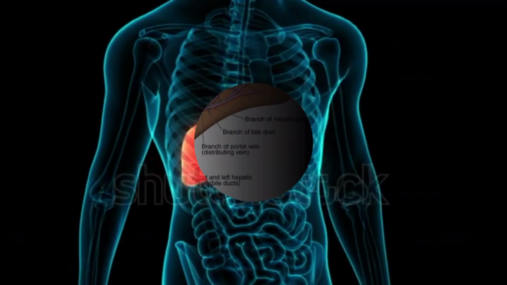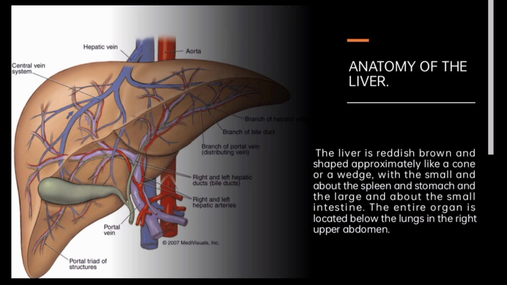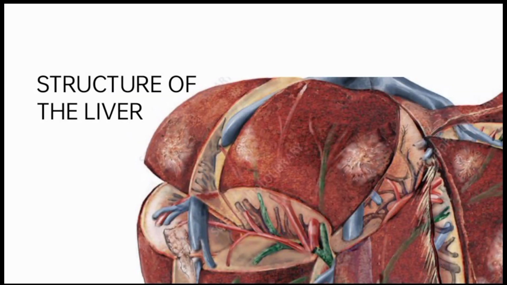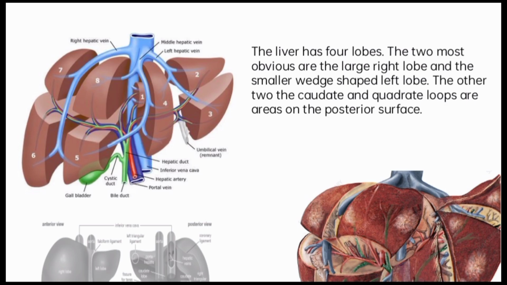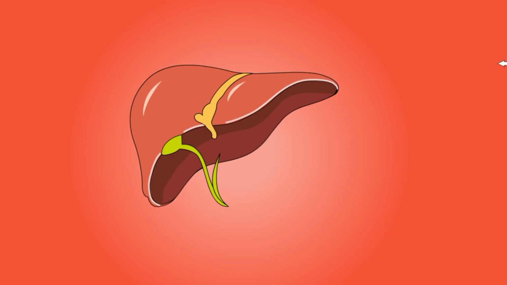The liver is reddish brown and shaped approximately like a cone or a wedge, with the small end above the spleen and stomach and the large end above the small intestine. The entire organ is located below the lungs in the right upper abdomen. Structure of the liver. The liver has four lobes. The two most obvious are the large right lobe and the smaller wedge shaped left lobe. The other two, the caudate and quadrate lobes, are areas on the posterior surface.